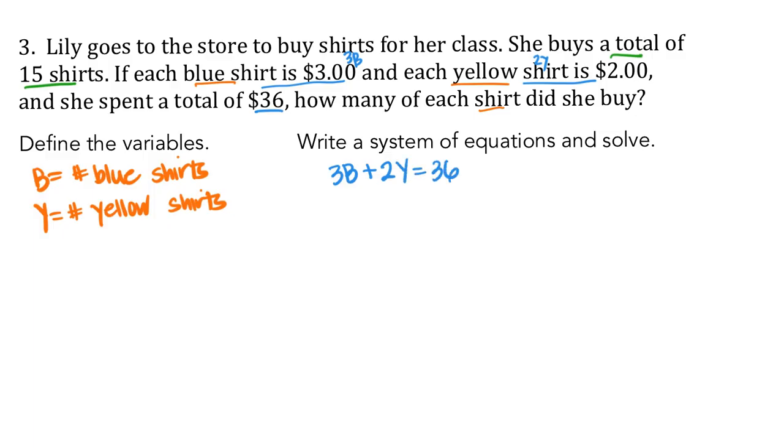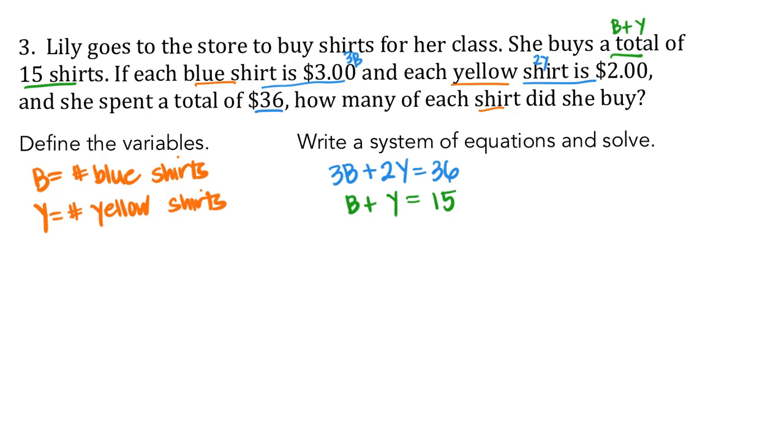Okay, now let me go back to the other equation. She buys a total of 15 shirts. She bought blue shirts and yellow shirts. So if she adds her blue and yellow shirts, she should get 15, which means she might have got 10 and 5, or she might have got 4 and 11, or she might have got 15 and 0.